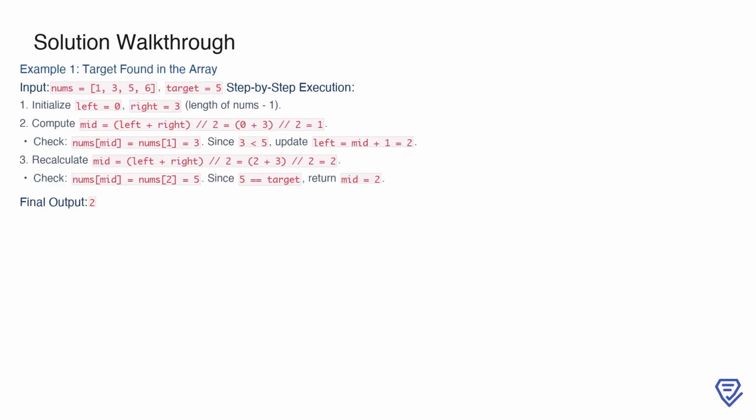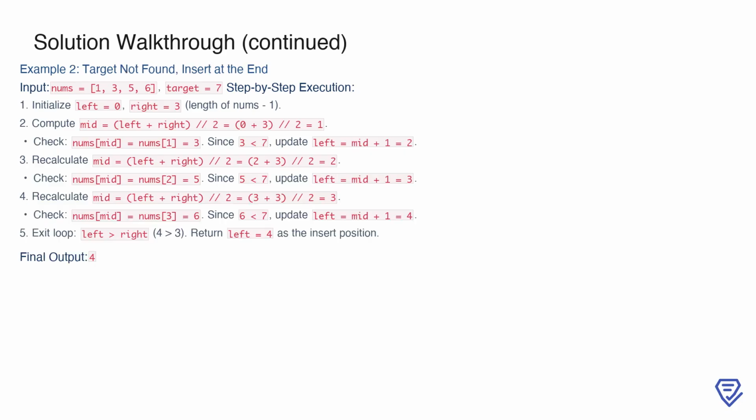Recalculating the midpoint after this update, we get (2 + 3) // 2 = 2, so mid is now 2. Looking at nums[2], we find it equals 5, which matches the target. Therefore, we return the index 2 as the result. Now, consider the case where the target is not present in the array. Here, the input is nums = [1, 3, 5, 6], and the target is 7.